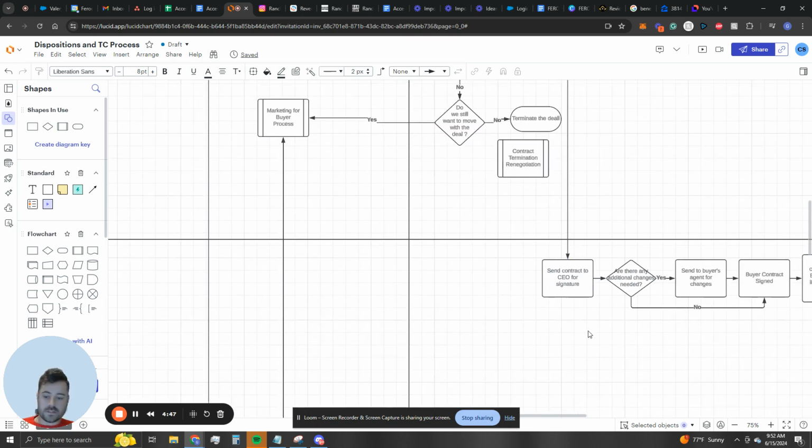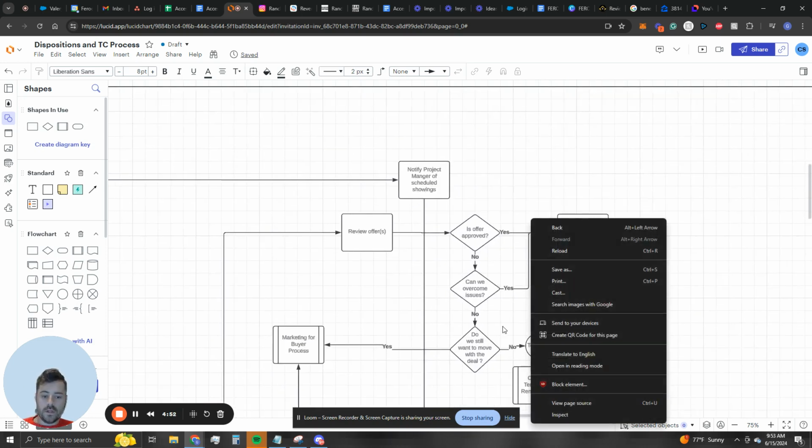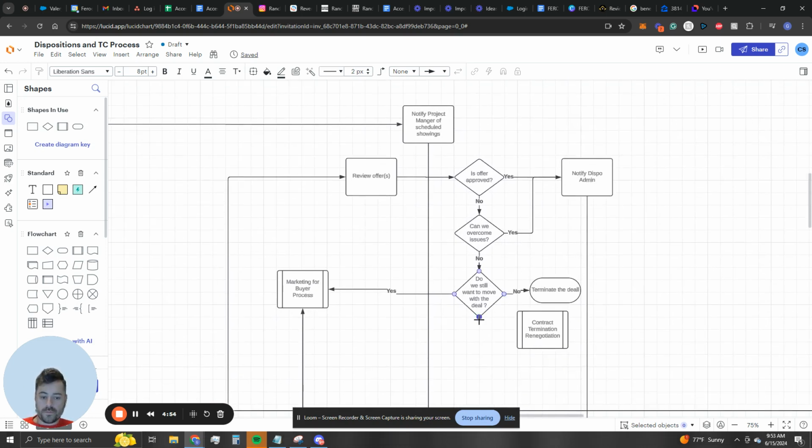She's going to send that contract to us, to me, the CEO, to sign it. Now, what if we can't overcome it? Do we still want to move with the deal? If yes, then let's just continue our marketing process for this deal, right? Meaning, just because we only got one offer we didn't like, we're not canceling this deal, right? But now, if we're at the point where it's day 45 or 30, do we want to move this deal?